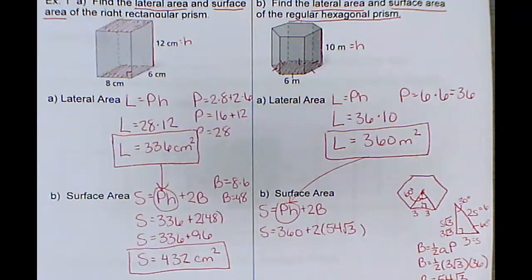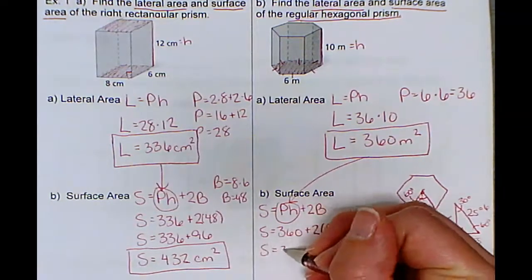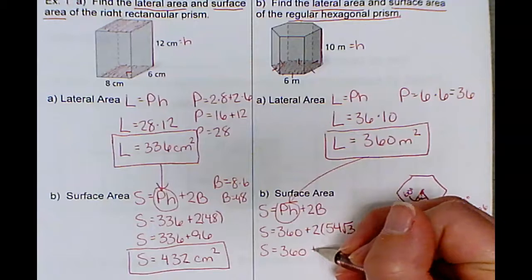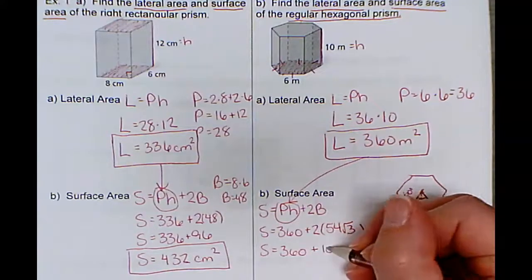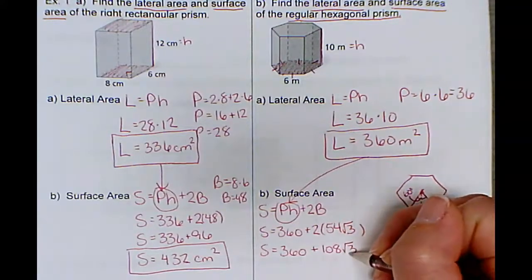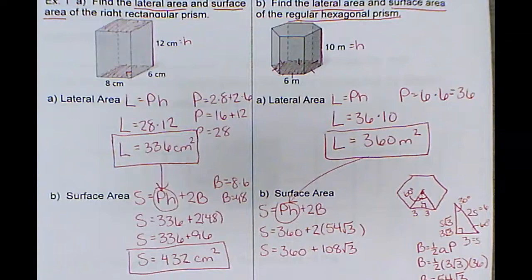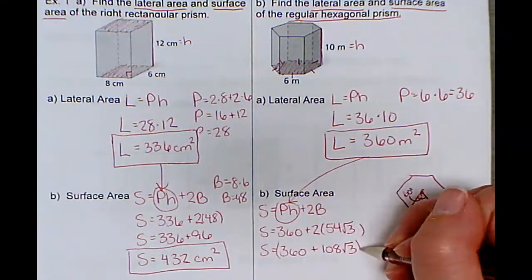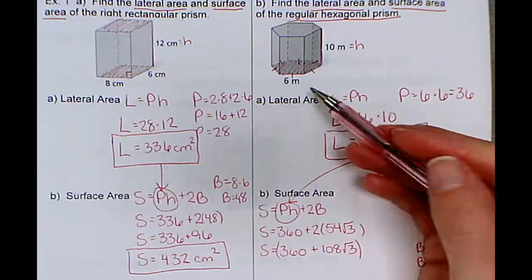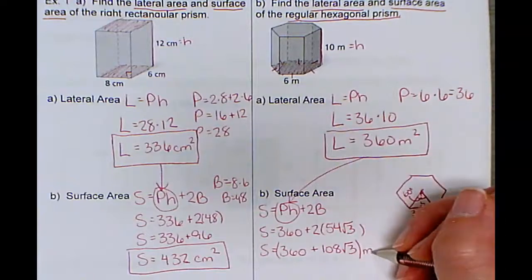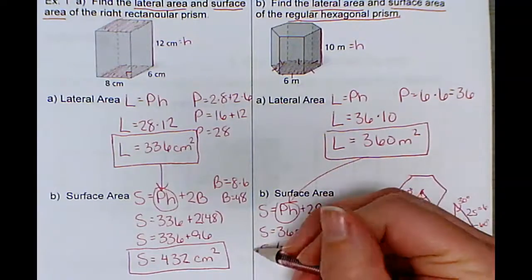So my final surface area is 360 plus 2 times 54, which is 108 square roots of 3. I can't add these together because they're not like terms. One has a square root of 3 and one does not. So I give them their units. I'm measuring this problem in meters, and because it's surface area, it's meters squared.